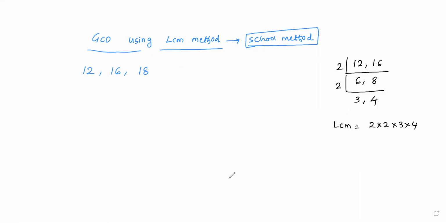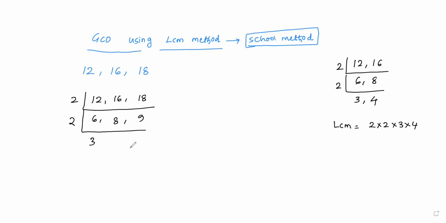Okay, clear then. Yeah, the same thing we will do here. So 12, 16 and 18. Suppose in the 2 table, 6 times, 8 times, 9 times. Okay, in the 2 table, observe carefully: my 2 is dividing this number as well as this number. So I can take 2 here.